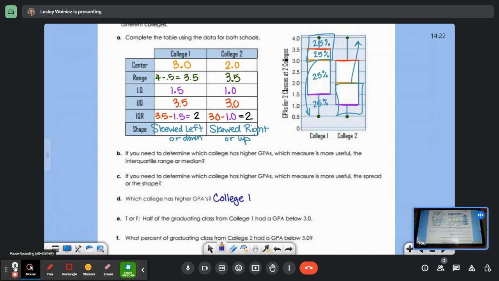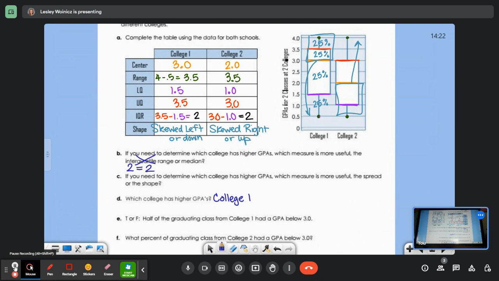Okay, now if I compare the IQRs between college 1 and college 2, is there anything about the value 2 and 2 that tells me that college 1 has higher GPAs? No. So 2 equals 2, so that is not helpful. The IQR does not tell me anything helpful. Does everybody understand that? Yeah.